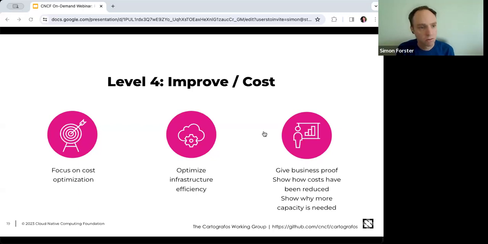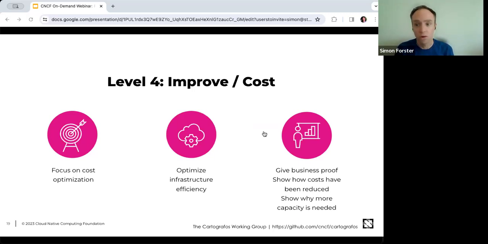costs, focus on cost optimization, exactly as it says here. And you'll really want to make sure, again, as we discussed a little bit in level three, that your infrastructure is optimized for cost efficiency. And you should be able to report on this. It should be quite straightforward to do so in level four.